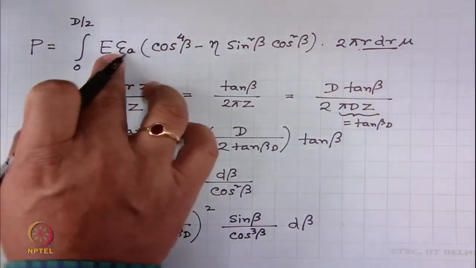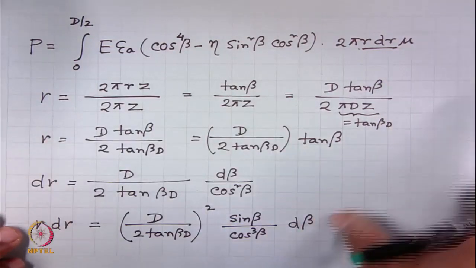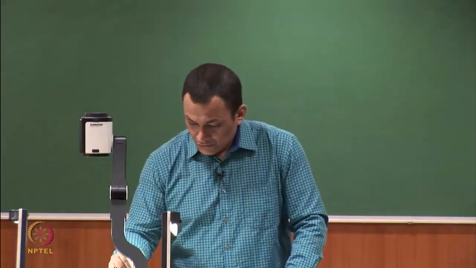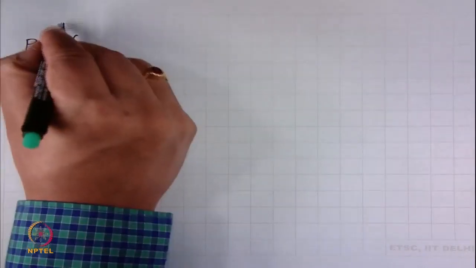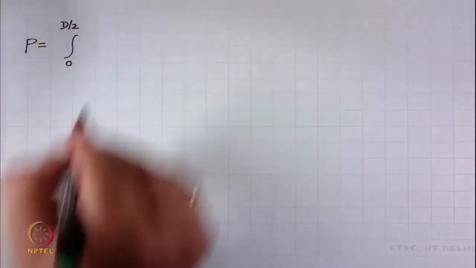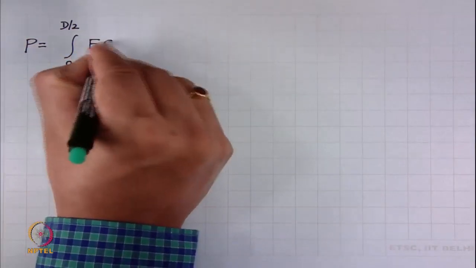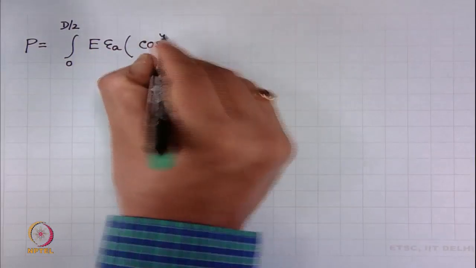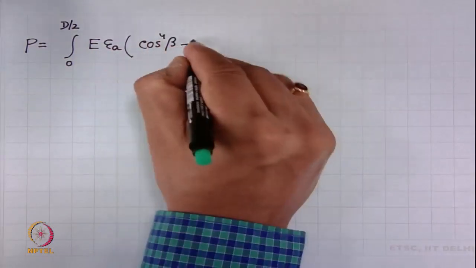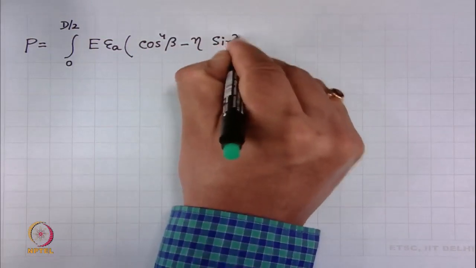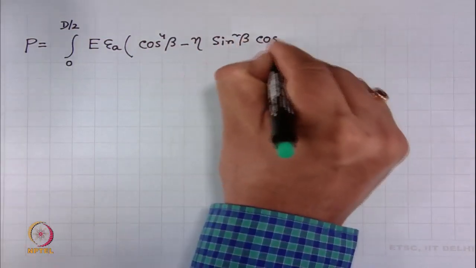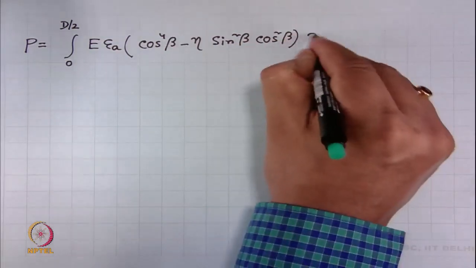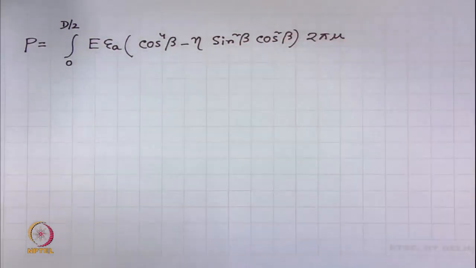So, this expression will become further long. Let us do that. So, P is equal to the integral from 0 to d by 2 of epsilon A cos to the power 4 beta, times 2 pi mu into r dr.